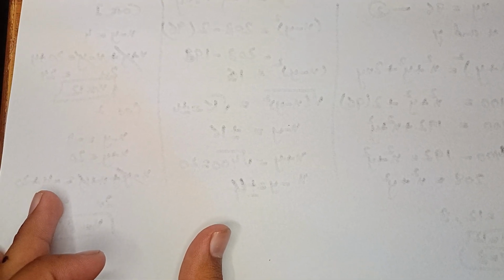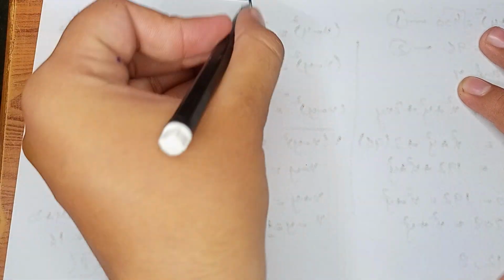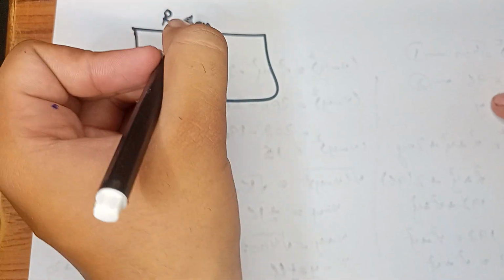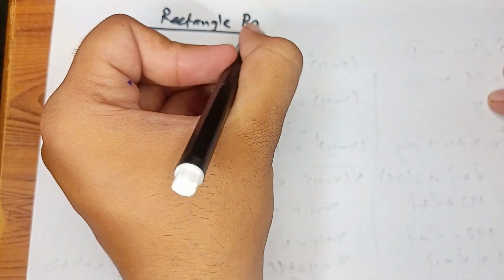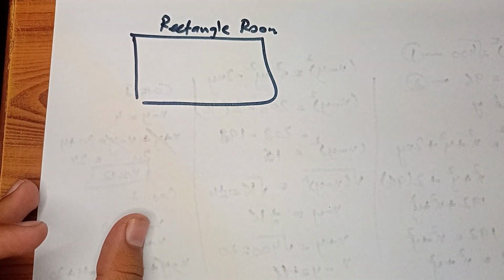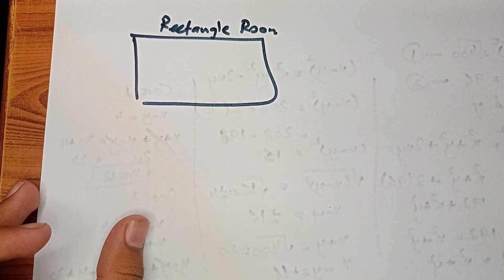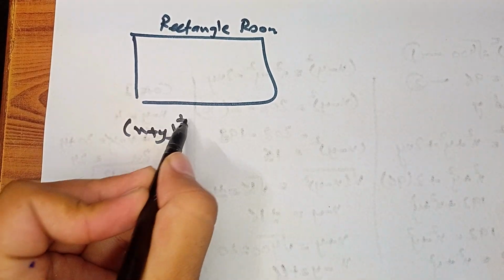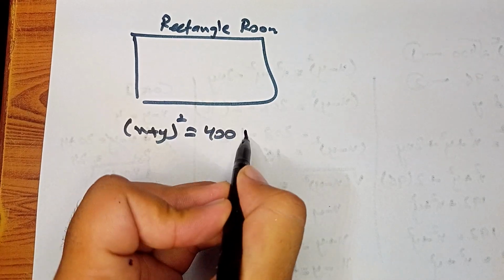So how does this process apply in a real life scenario, how should we design? You should design a rectangular room. This is our rectangular room. Now you have to design a rectangular room for a residential building with these requirements. First is the combined perimeter, which should be (x + y)² equal to 400. So this equation must be true.